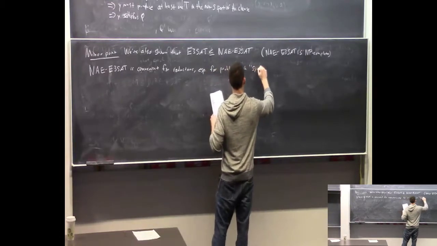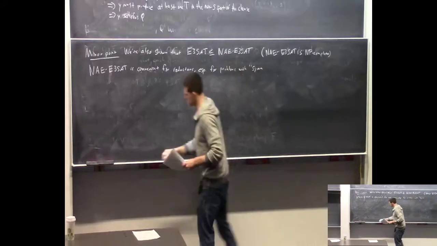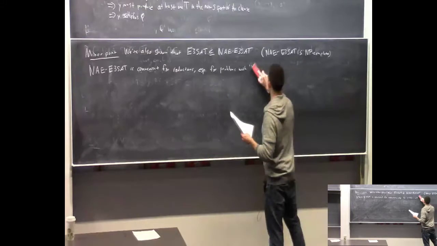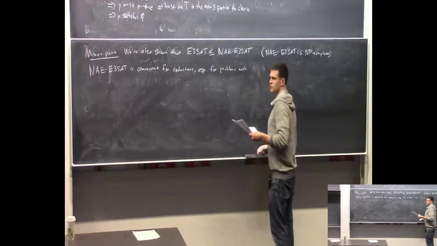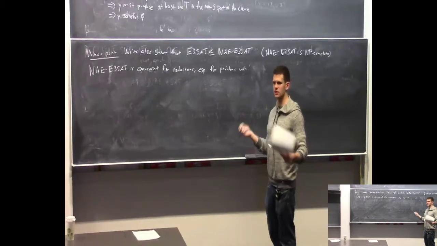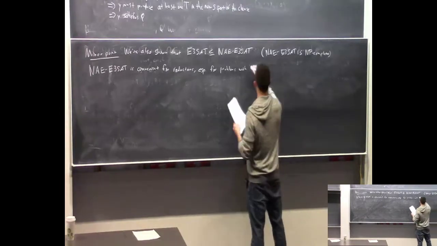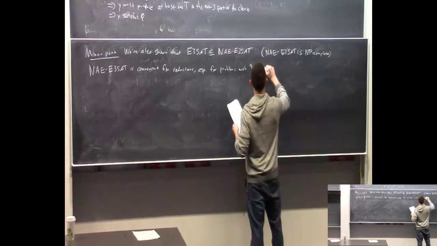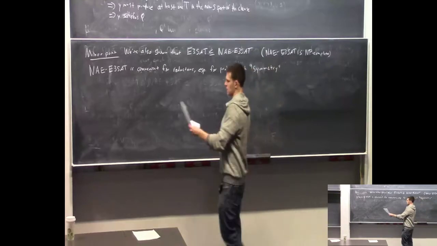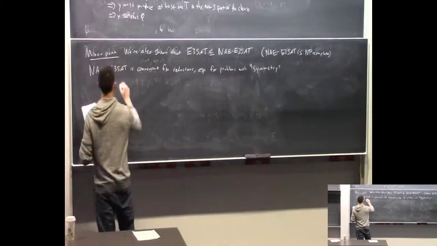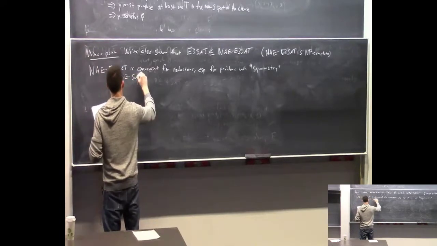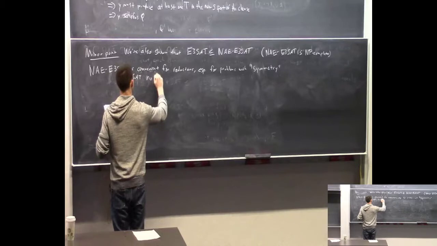And what I mean by that in the case of NAE-SAT is that we have this thing where which literals are true and which are false doesn't really matter. So if you flip true and false, you still satisfy it. So somehow there are labels you can switch arbitrarily, and that's the kind of symmetry I'm talking about. And so NAE-SAT has this property. There's really no difference between true and false.